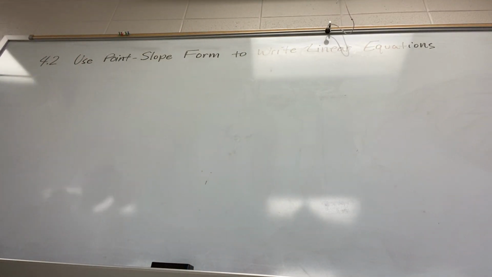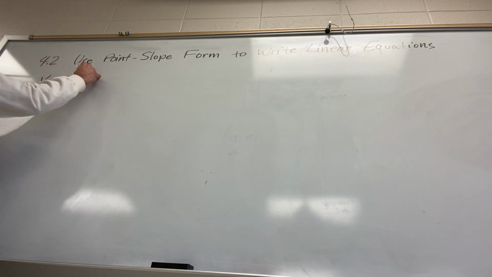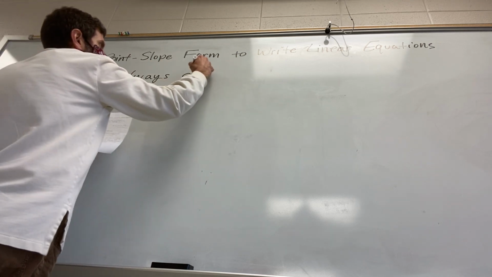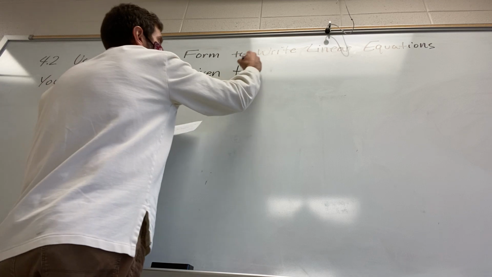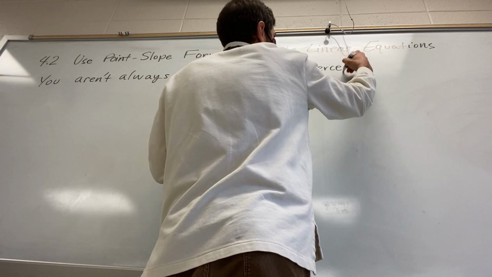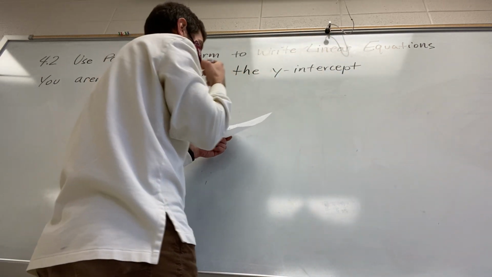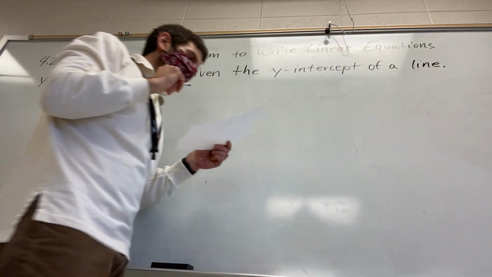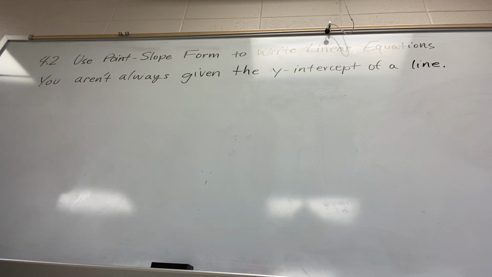All right, so use point slope form to write linear equations. I got a little sentence here for you. You aren't always given the y-intercept. What? You aren't always given the y-intercept of a line. And so y equals mx plus b needs that y-intercept, doesn't it? Yep, that's the b in there. So you aren't always given the y-intercept of a line.